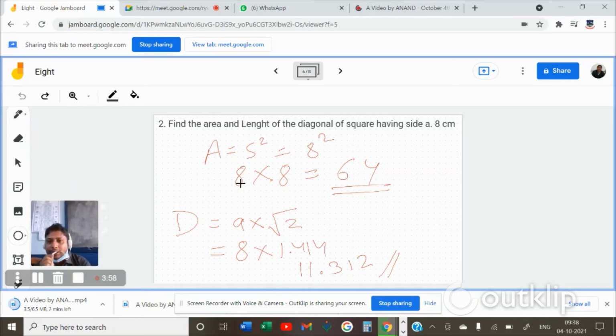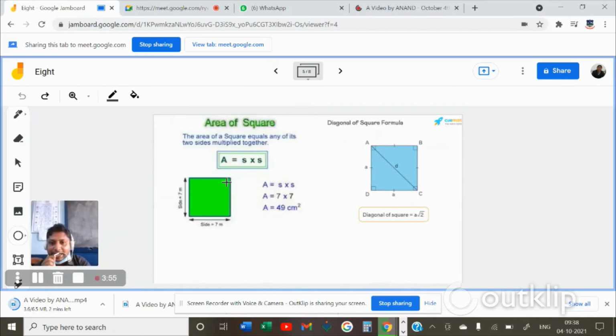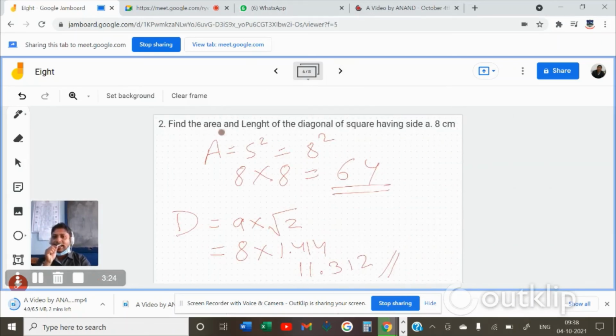Now the square has 8 centimeter. That means this side is 8. This side is 8. That means I consider this one as 8. If this is 8, this is also 8, this is also 8, and this is also 8, right? Now what they have told, first of all, they have asked you to find the area. So area means what will I do? I will multiply the two sides. So that is s square, 8 square.